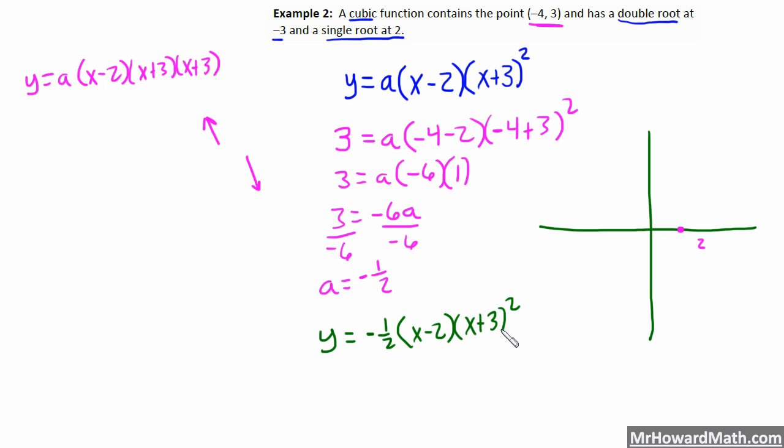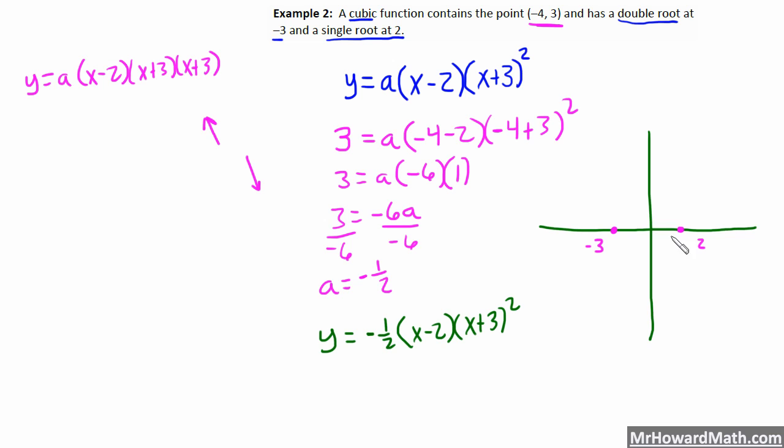And we know that we have a double root at -3. So that's right here at -3. And that means it's either going to sit or bump on the x-axis. That double root, remember, goes tangent to the x-axis but doesn't actually cross all the way through. Here we have to cross all the way through.